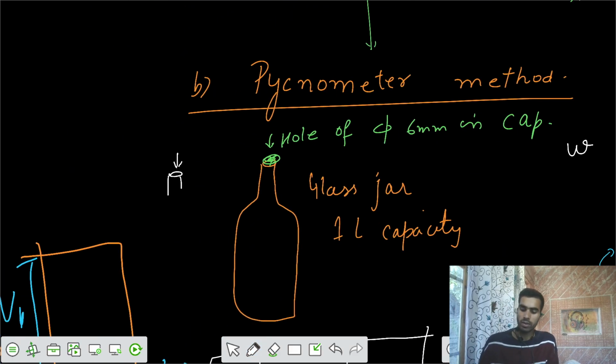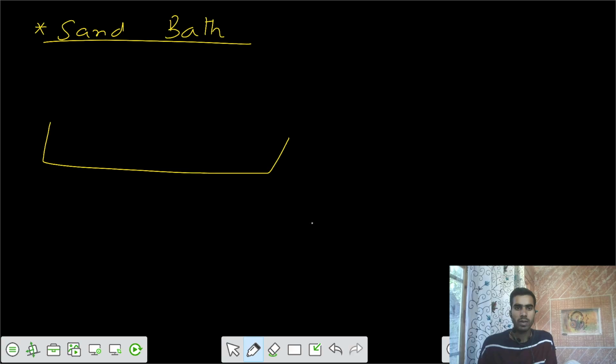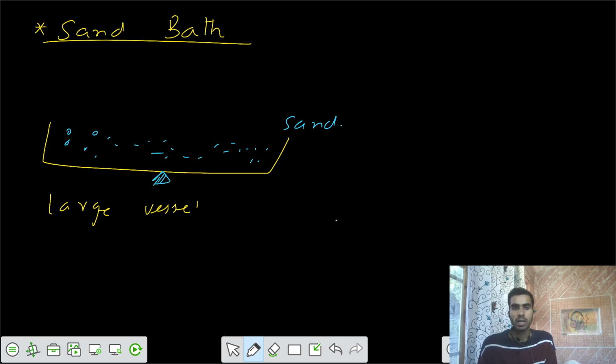Okay, let's go for the third method. Let's talk about the third method, which we call the sand bath method. So what's this method? We have a big, large vessel. Inside that we are going to place sand grains. Now, sand is placed here. Now we are going to heat this vessel. Because of that, the sand is also going to get hot.